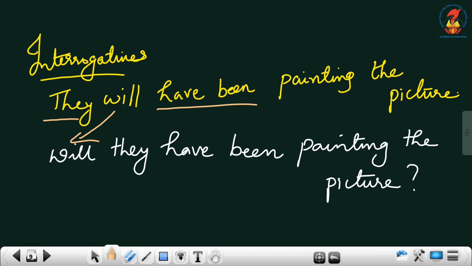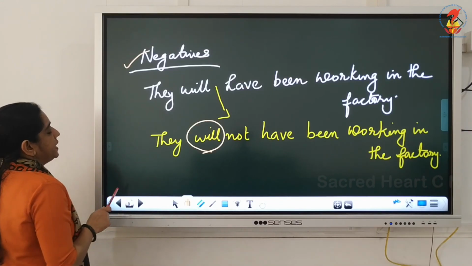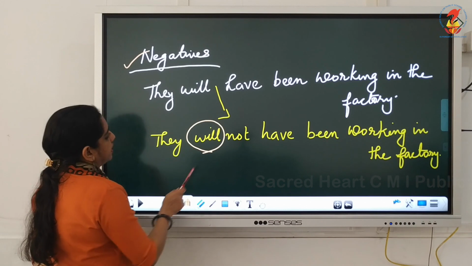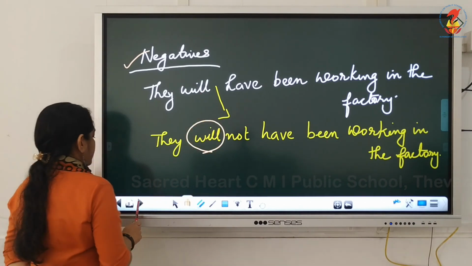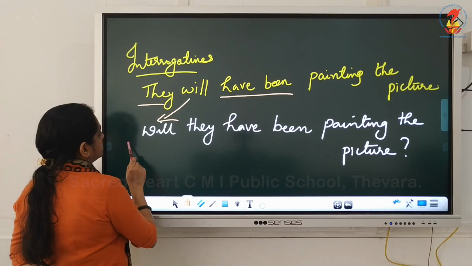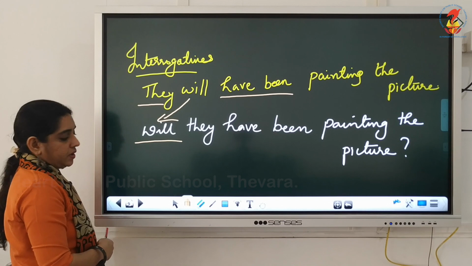Okay, I hope you understood. Interrogatives and negatives, it's not there in the textbook, but still you can just know how to make it. Once again I repeat, negatives can be made by adding "not". After "will", just add "not". Then interrogatives can be made by adding the question word "will" in the beginning.